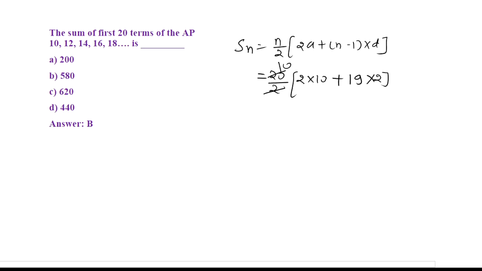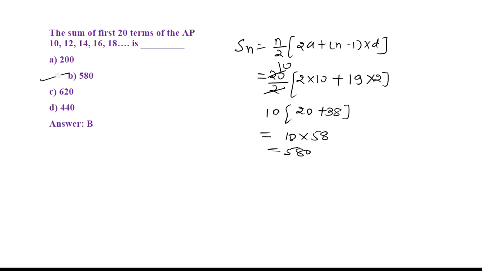2 10s, so it's 10. 2 10s are 20. 19 2s are 38 plus 2 is how much? 58. So it's 10 into 58 is equal to how much? 580. Correct? So the answer is D. Okay. Let's take a few more questions.